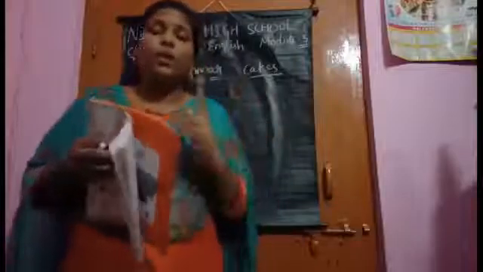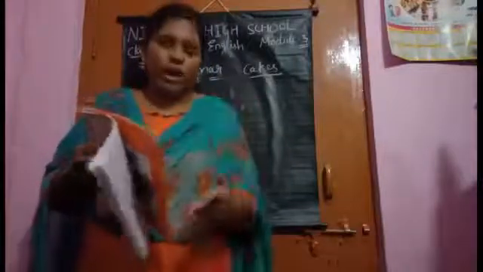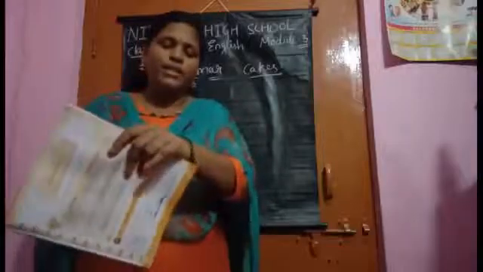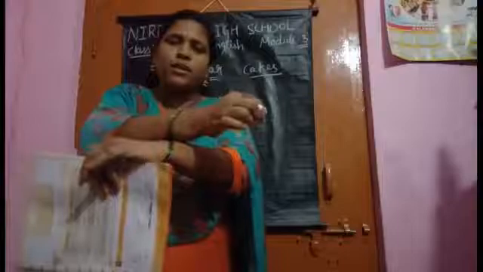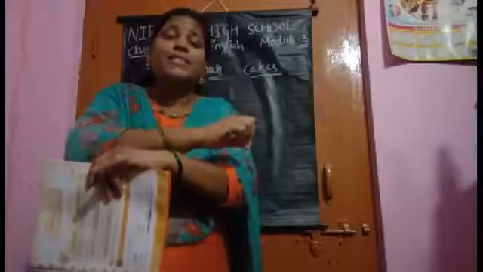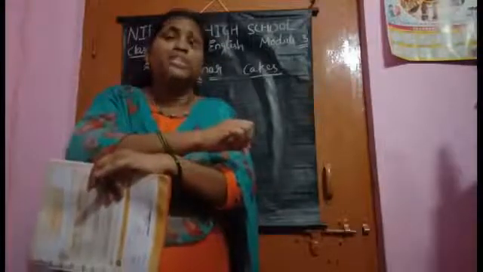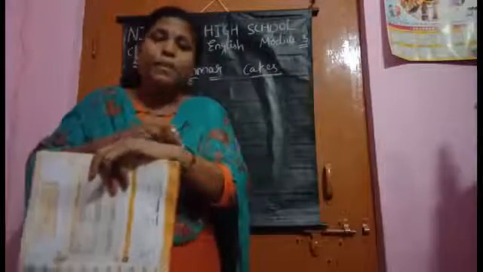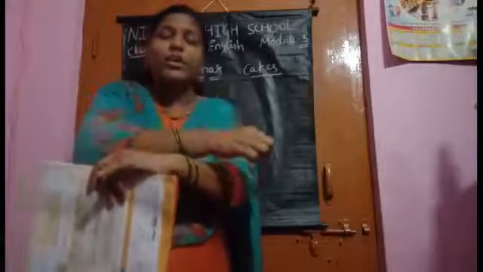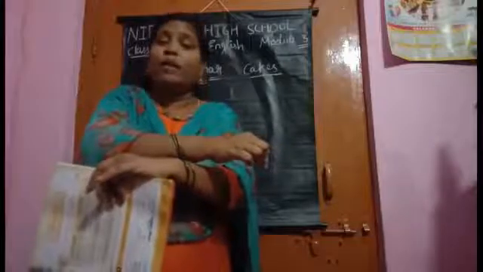Singular means one, plural means more than one. Understood children? See here. Now I will say this is a bangle. One bangle. Yes. I have two, in the two hands. What will I say? These are bangles. Yes children. One means bangle. I have more, so you will say bangles.